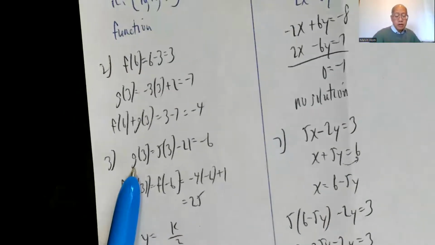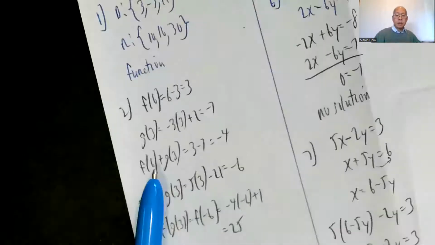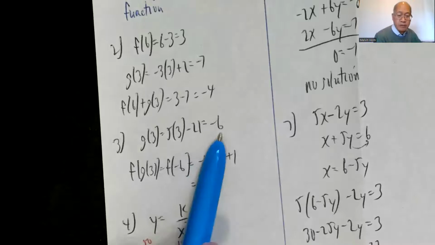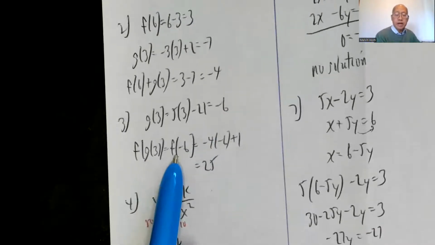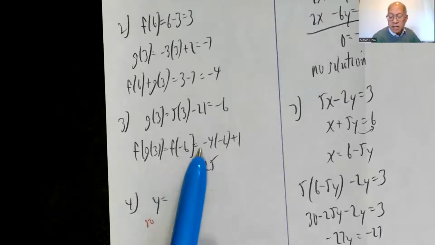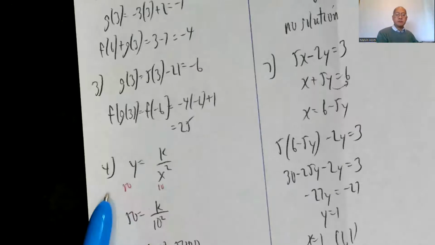Number 3, it asks for f of g of 3. So the first thing I need to do is figure out g of 3. g of 3 means put 3 right there. So that's 5 times 3 minus 21. 15 minus 21 is -6. So f of g of 3 is f of -6. So I plug -6 into the f function. That's -4 times -6 plus 1. 24 plus 1 is 25.